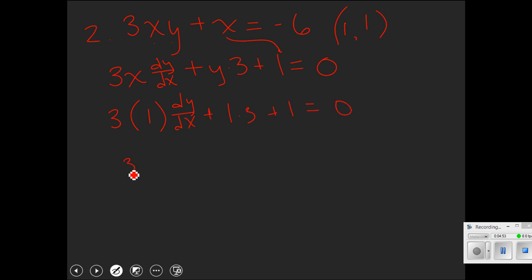So it's 3 dy/dx plus 4 equals 0. And then I'm going to subtract the 4 and divide by 3. So I end up with dy/dx equals negative 4/3, and then that would be your answer. So again, just like the last one, we got our answer as dy/dx equals something. It's just that we plugged in the points and then solved for dy/dx. On the previous problem, we solved for dy/dx and then we plugged in the points. It's up to you how you want to do that.